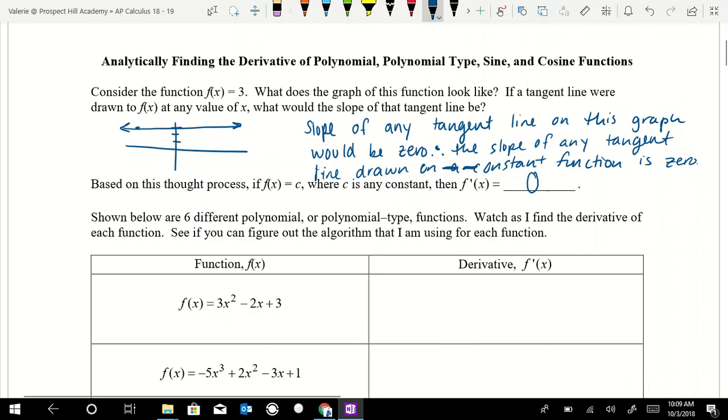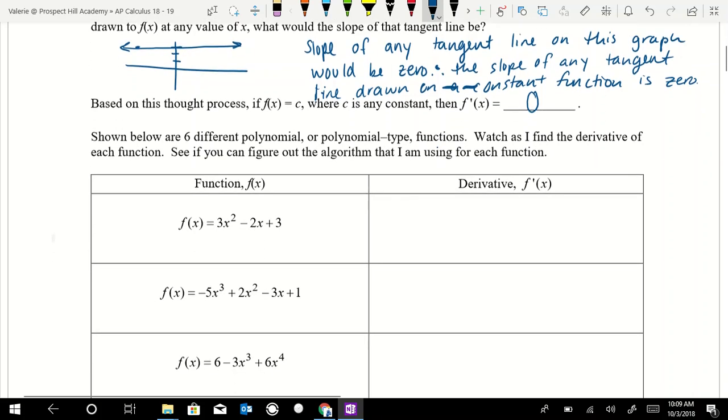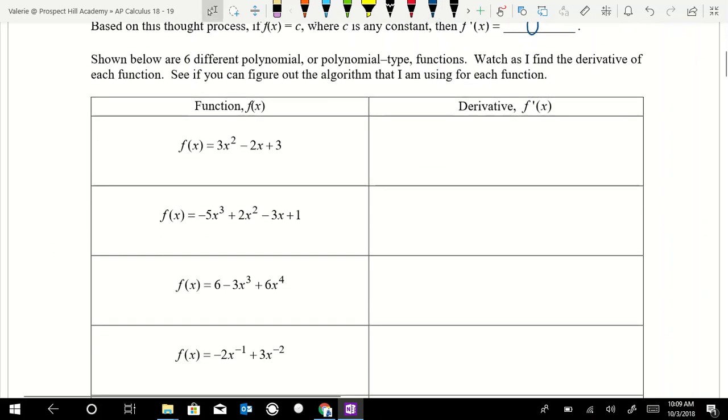Right? So shown below are 6 different polynomial or polynomial type functions. I'm going to find the derivative of each function, and I want you to see if you can figure out the algorithm I'm using for each function. So for the first one, f prime of x equals 6x minus 2.